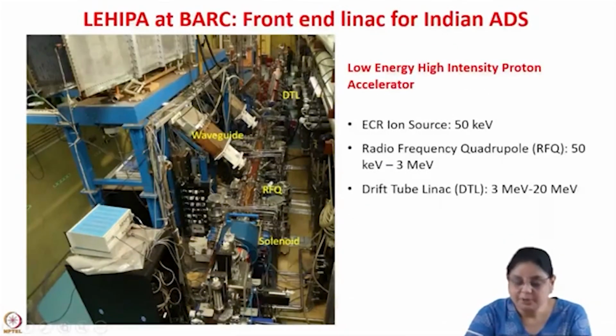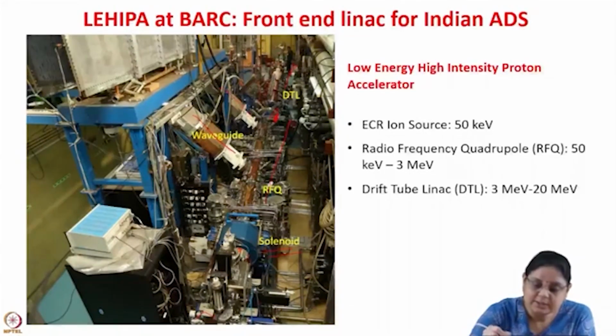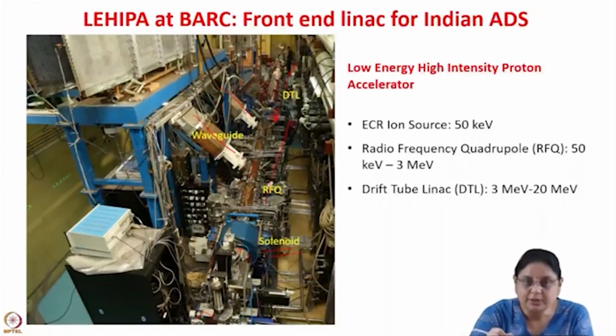So here is the picture of the LEIPA at BARC. There is an ion source here which is not seen. Then there is an RFQ. This is the RFQ. There are solenoid magnets. This is a solenoid magnet which is used for focusing the beam. There is a drift tube linac here. In between there are quadrupole magnets for focusing the beam. And these structures that you can see here are waveguides that are used for feeding the RF power, for transporting high power electromagnetic waves into the RFQ cavity.